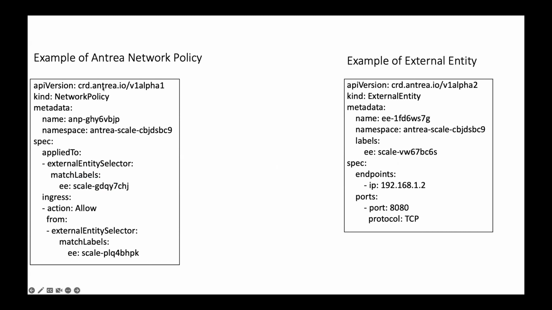This is an example of the Antrea network policy and the external entity which I used. The IP is just randomly generated for each external entity, and labels were used to select the external entity for the Antrea network policies. So this is the example which I used.